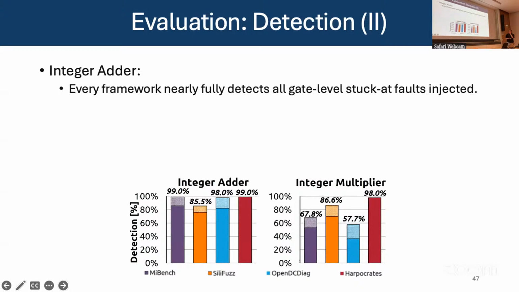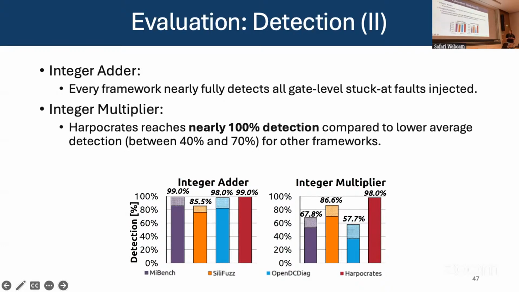And now for the integer adder, here nearly all frameworks achieve nearly full detection. For the integer multiplier, the average detection for non-Harpocrates workloads is lower, between 40 and 70%, whereas Harpocrates reaches almost 100% detection.